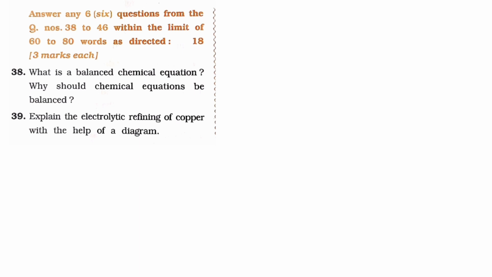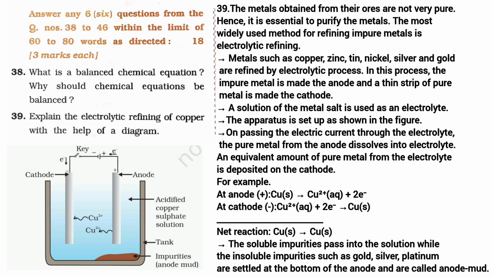Question number 39. Explain the electrolytic refining of copper with the help of a diagram. Answer. The metals obtained from their ores are not very pure. Hence, it is essential to purify the metals. The most widely used method for refining impure metals is electrolytic refining. Here the figure of the experiment is given. Metals such as copper, zinc, tin, nickel, silver and gold are refined by the electrolytic process.